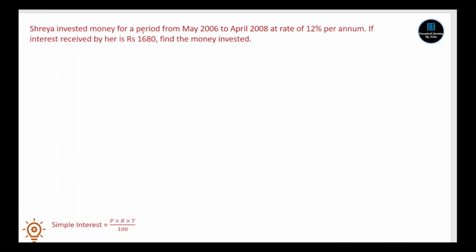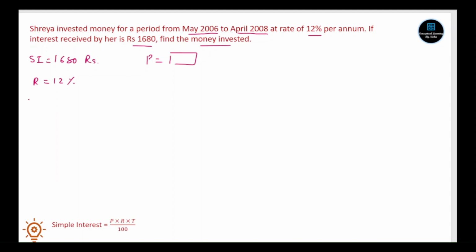Okay, great. Shreya invested money for a period from May 2006 to April 2008 at a rate of 12% per annum. If interest received by her is 1,680, find the money invested. So here interest is given. Okay, SI is given, 1,680 rupees. We have to find P. Now R is given straight away. R is equal to 12%.